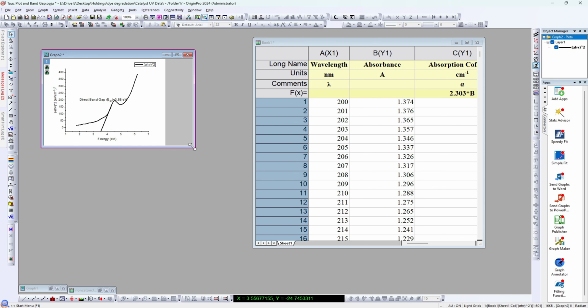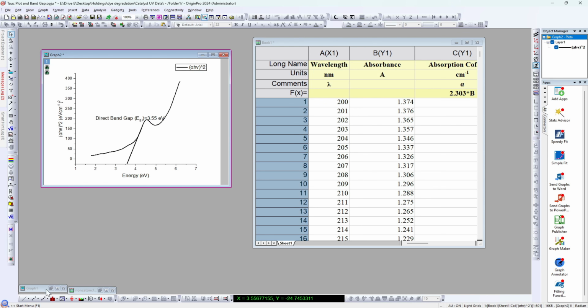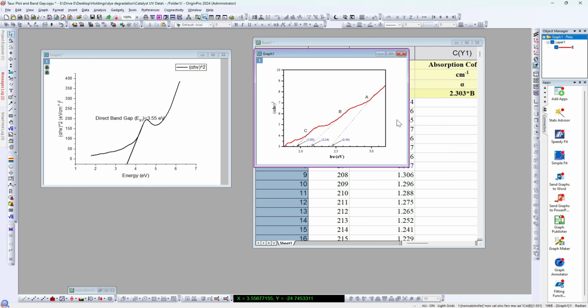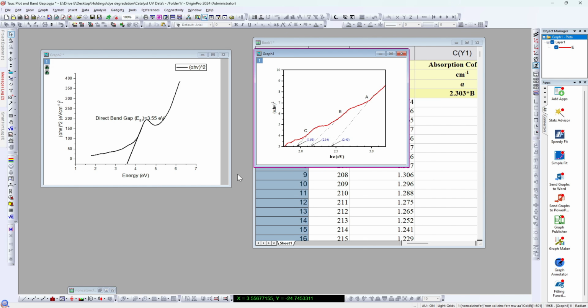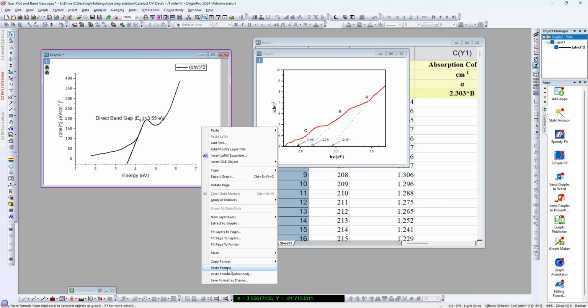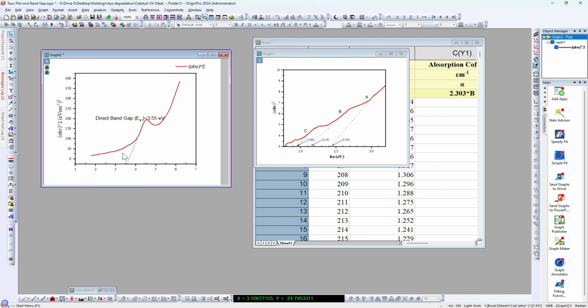To set its formatting, I will use the previous graph. I just copy the layout from here and paste it here. Now we have a graph like that.